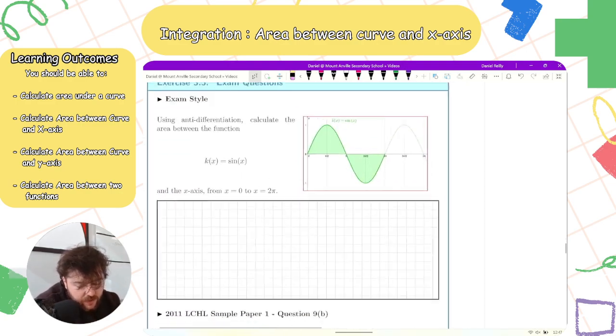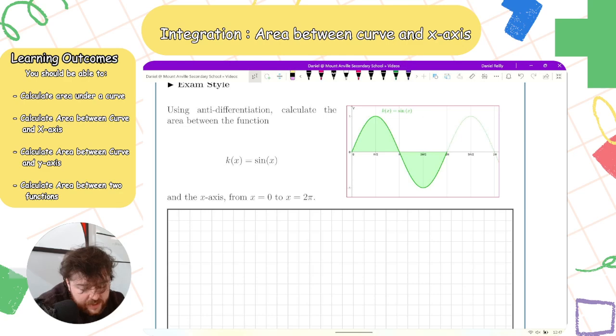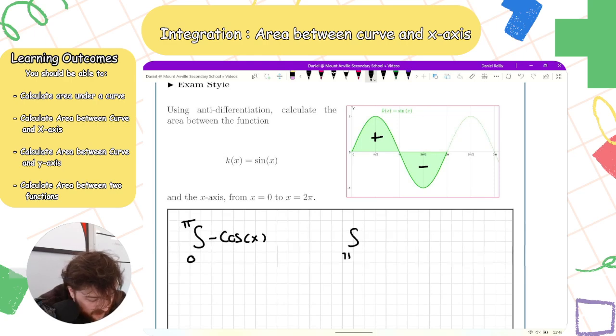So let's have a look at two questions here. It's an exam style one. Using anti-differentiation, calculate the area between the function, which is just sine of x, and the x-axis. I know the area here will be positive and the area here will be negative. So I'm integrating between 0 and pi. Sine x goes to minus cosine x. And then area 2 is between pi and 2 pi of minus cosine x.